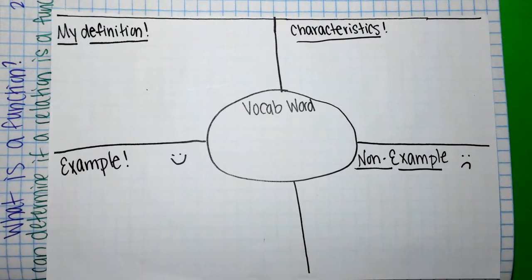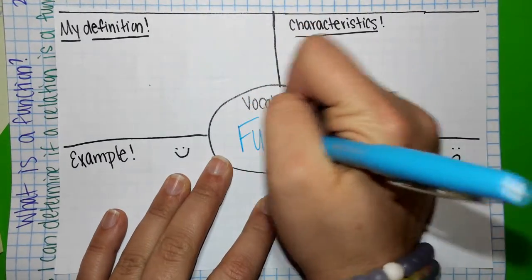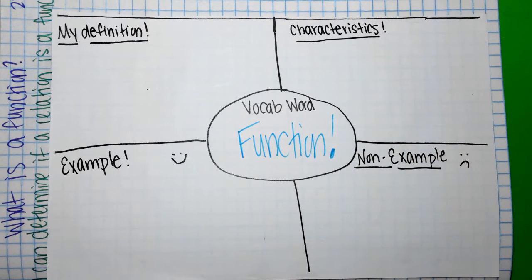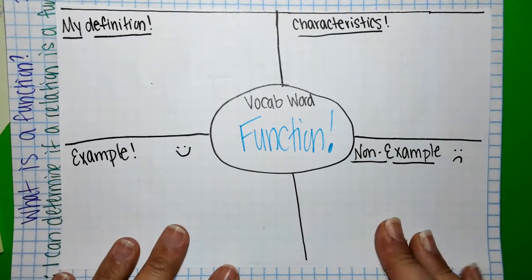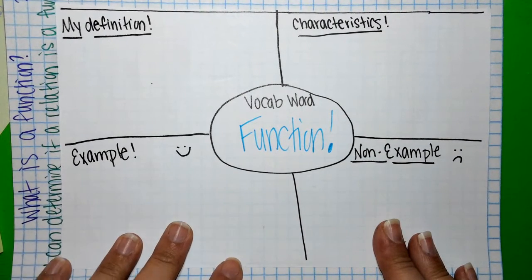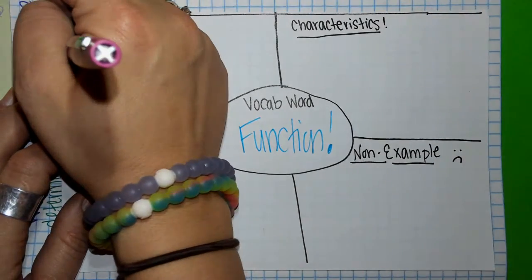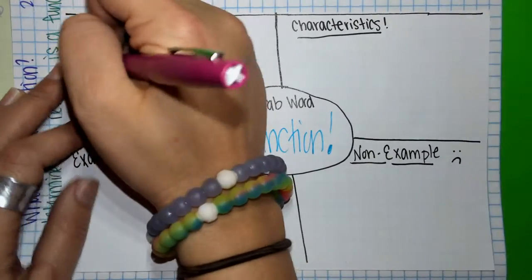Alright, so our vocab word today is what? Function. Yes. Conjunction, junction. What's your function? All kinds of exclamation marks. We are super excited about functions. All right, ready? Okay. So a function, or let's start that way.